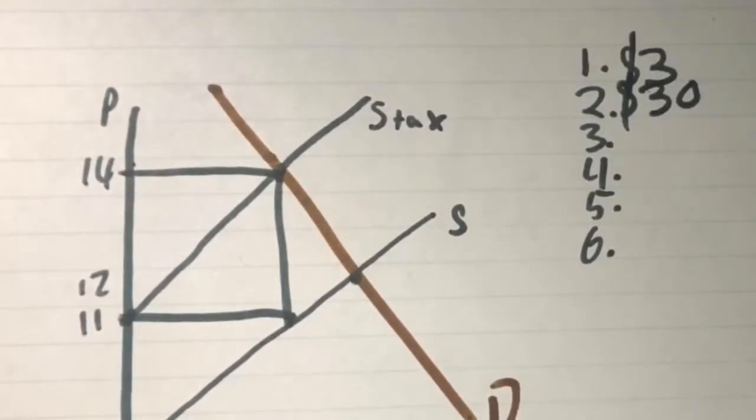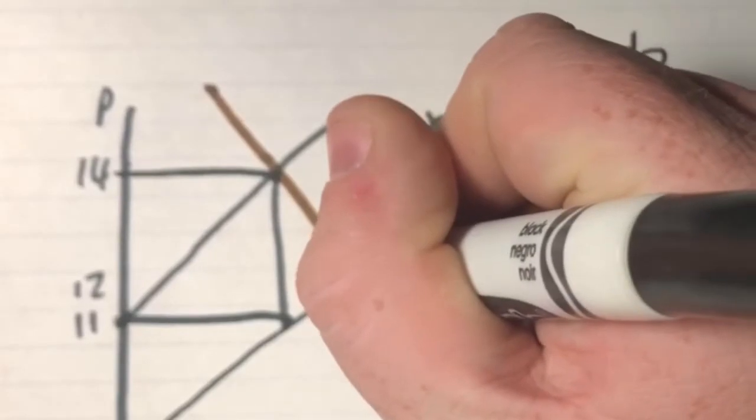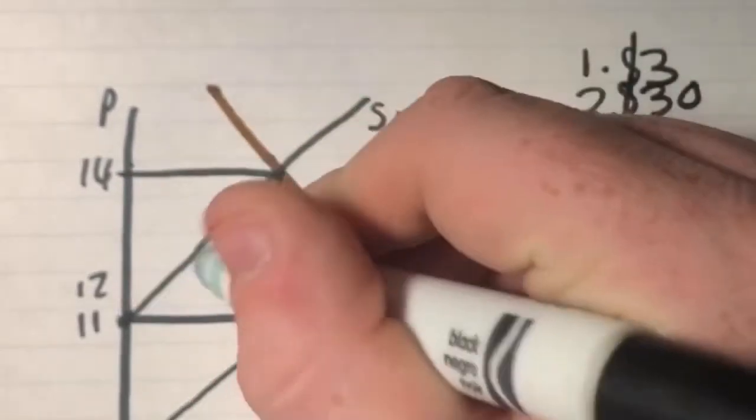Now it's time to find the amount of tax paid by consumers. Now to find how much the consumers and producers pay, you want to go to your old equilibrium and draw a line across here.